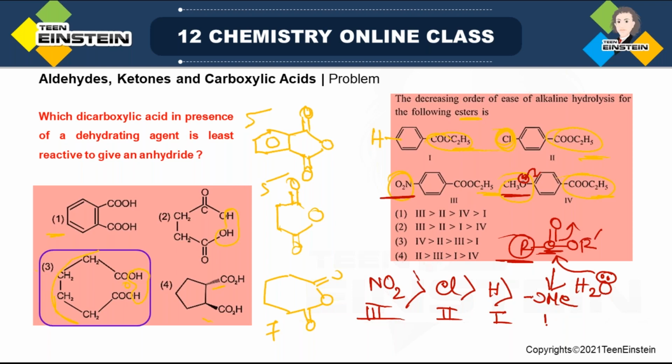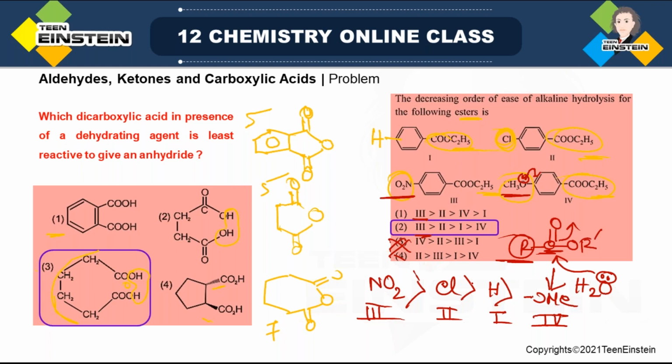So this is 1 and this is 4. So maximum rate will be for NO2, minimum for OMe, and 3 at first position is present in option 1 and 2. So these two cannot be correct. But after 3 there is 2 which is present in both options, but after 2 you have 4 in 1 but 1 in 2, but it is actually 1. So option 2 is the correct option.